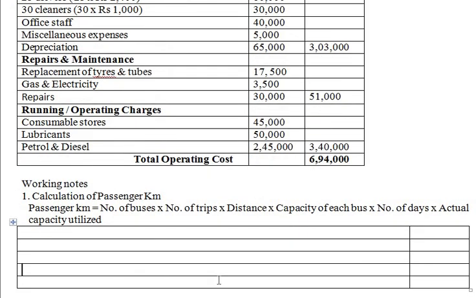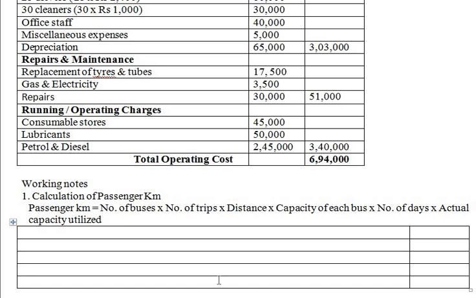Okay. Now write down formula. Working note number 1, calculation of passenger kilometer. Below that, write down formula. Passenger kilometer is equal to number of buses into number of trips into distance into capacity of each bus into number of days into actual capacity utilized.